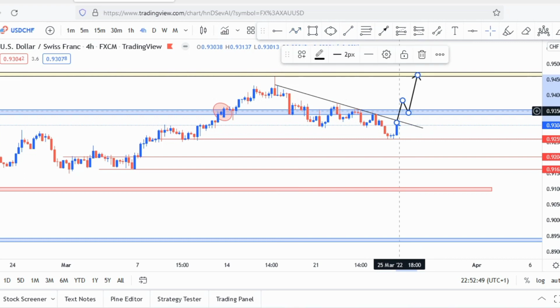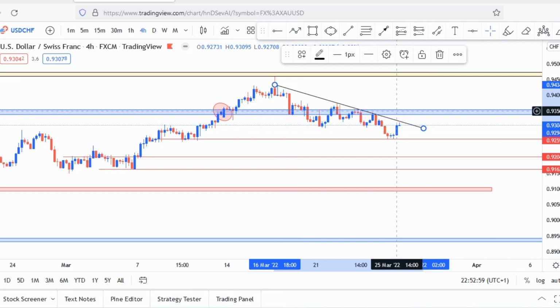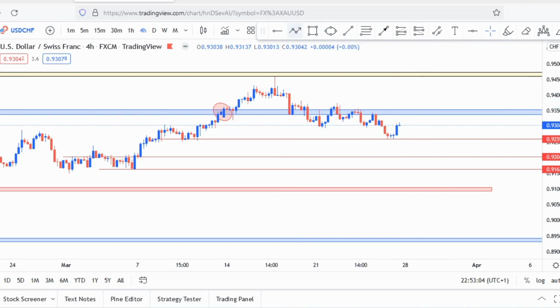If not, I'll just be looking for my sell opportunities when price gets to this resistance area here. So before I sell the market, I'll wait for price to retrace up to this area, and if price gives us a bearish signal here, then I'll be looking to sell to the downside, and hopefully price breaks this support level, and then moves all the way down to the 0.91 area, where I'll be looking to take my profit.